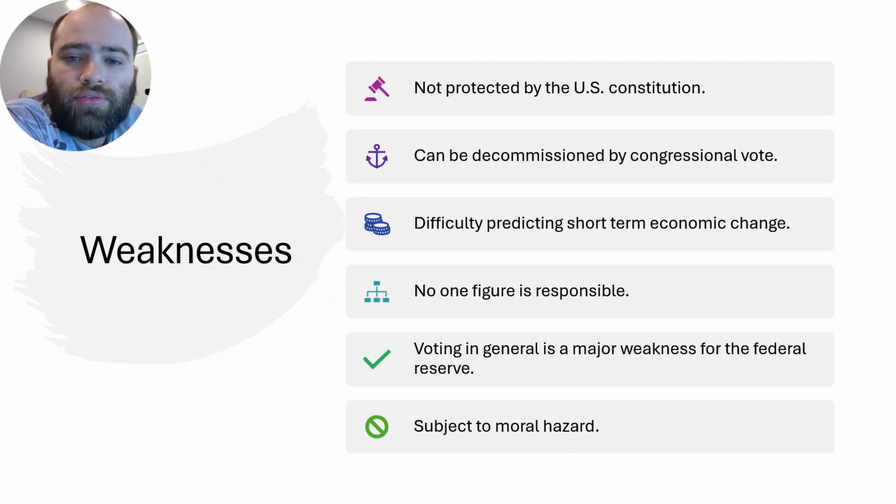Some of the weaknesses of the Fed is that it's not protected by the U.S. Constitution. It can be decommissioned by congressional vote. They have difficulty predicting short-term economic change. However, they can influence long-term change. It's difficult to determine who can be responsible for a particular decision if it goes south. And voting is generally a major weakness because citizens don't get to vote on that behalf. And sometimes they're subject to a moral hazard where they can create a policy that doesn't necessarily favor citizens and the public.